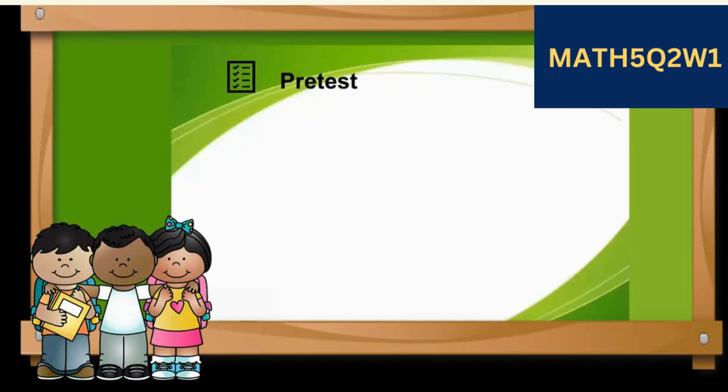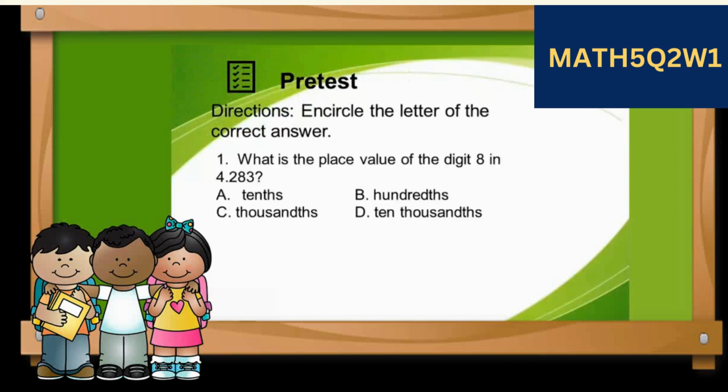Now I'll give you time to answer each question. Are you ready? Encircle the letter of the correct answer. Number 1. What is the place value of the digit 8 in 4 and 283 thousandths? Is it A tenths, B hundredths, C thousandths, or D 10 thousandths?